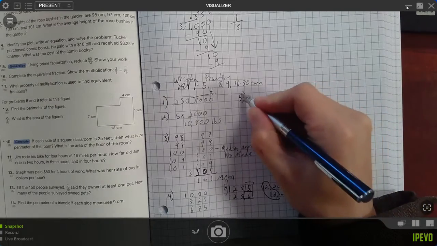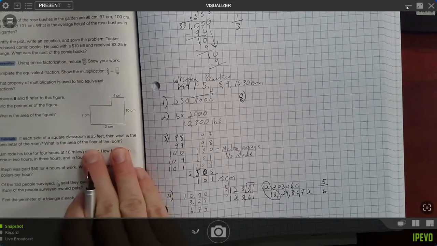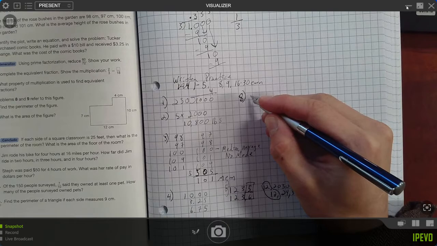Switching over to 8. Find the perimeter of the figure. So that is 4.